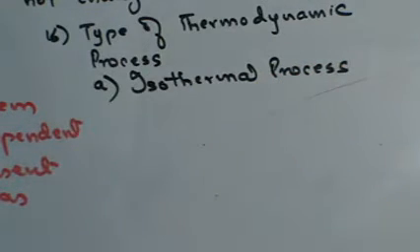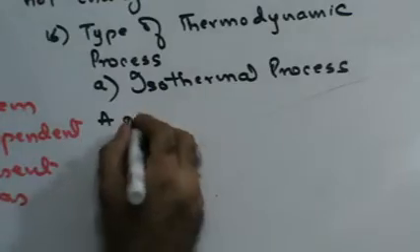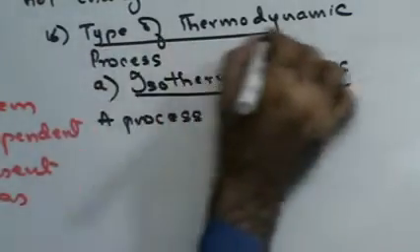What do we understand by an isothermal process? A process carried out by keeping temperature constant is said to be an isothermal process. That means if throughout the process the temperature does not change, then such a process would be called an isothermal process.